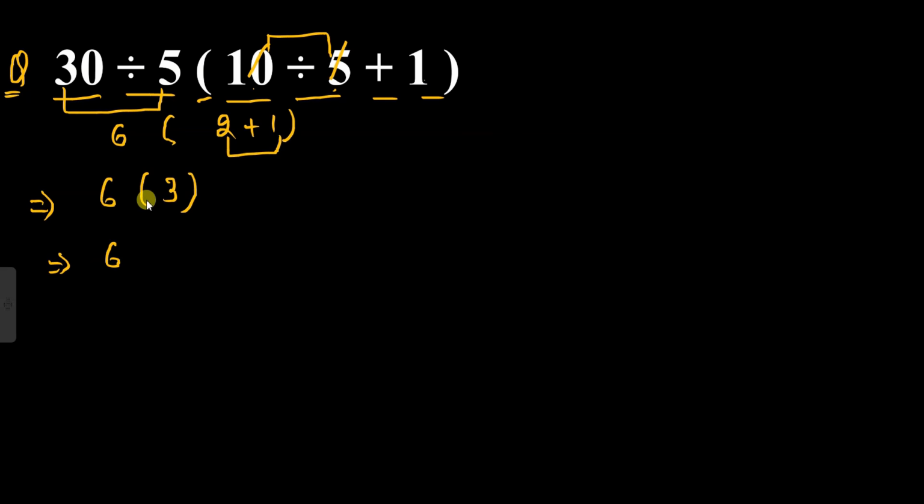If we remove the brackets, 6 multiplied by 3 equals, 6 times 3 is 18. This is the answer, but this is wrong.